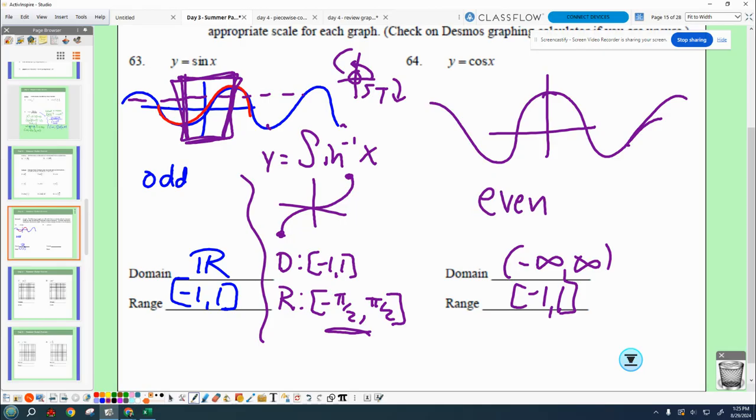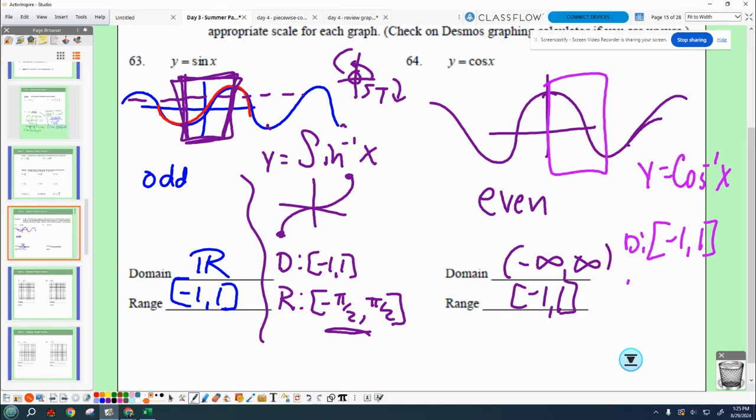This also fails the horizontal line test, it's not 1 to 1. So doing the inverse, we restrict. What goes in is also -1 to 1, and what comes out, 0 to pi. Negative ratios for cosine inverse, -1, pi. Cosine inverse of negative 1/2 is 5 pi over 6.